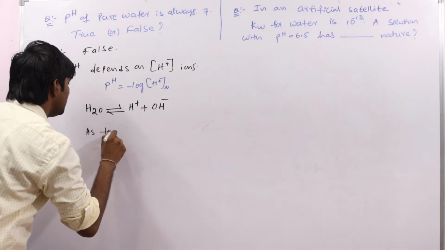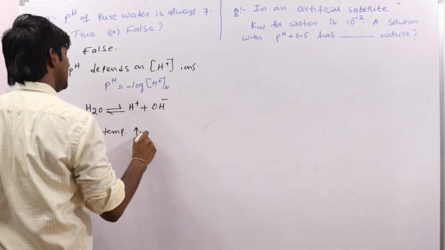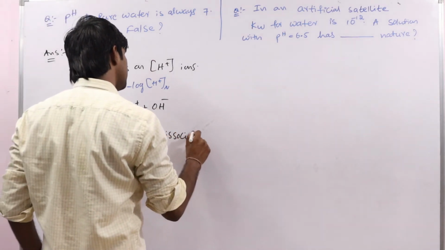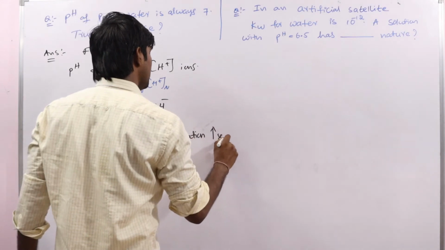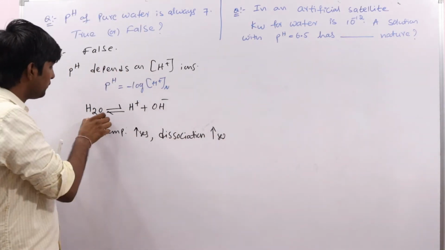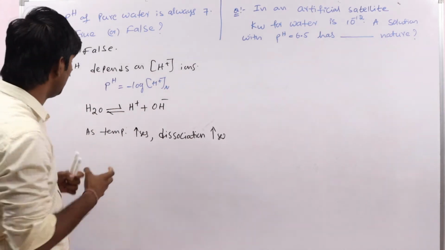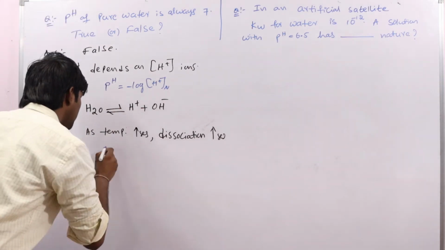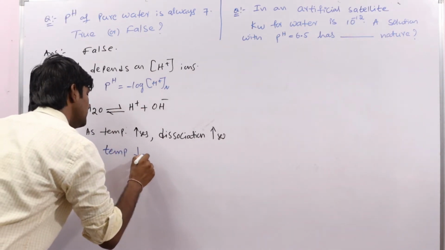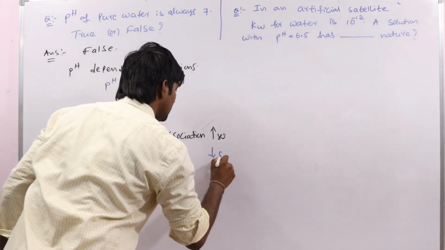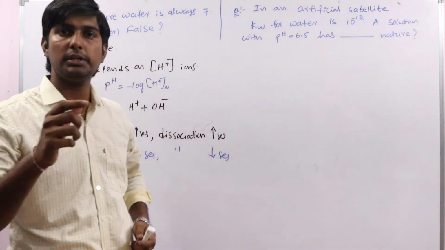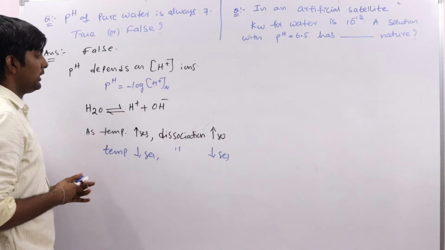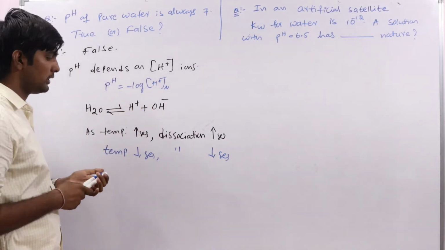As temperature increases, what happens? Dissociation also increases. This we already discussed. If temperature is more, more water molecules are dissociated. Temperature decreases means dissociation decreases. So dissociation is directly proportional to temperature. So now at higher temperature, what happens? More H plus and OH minus ions are present.